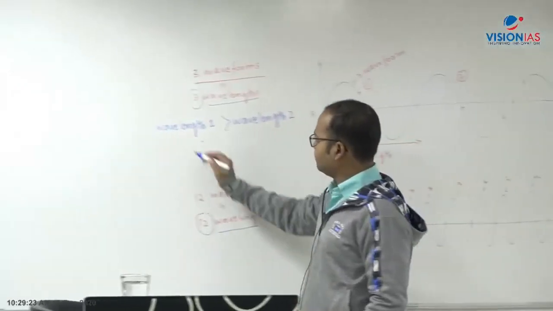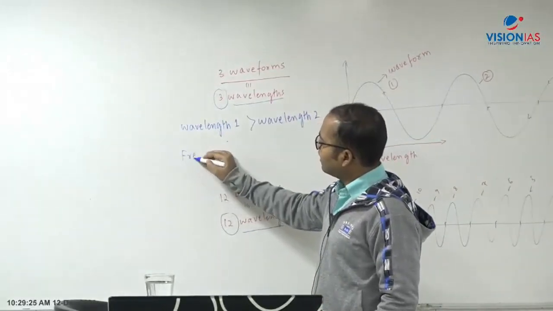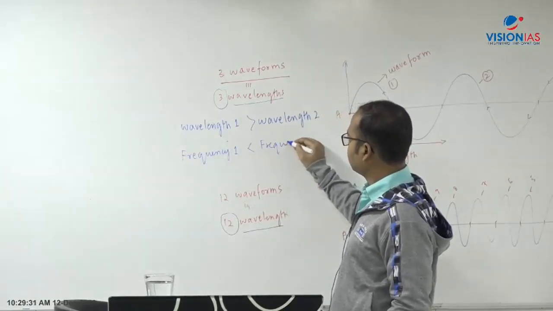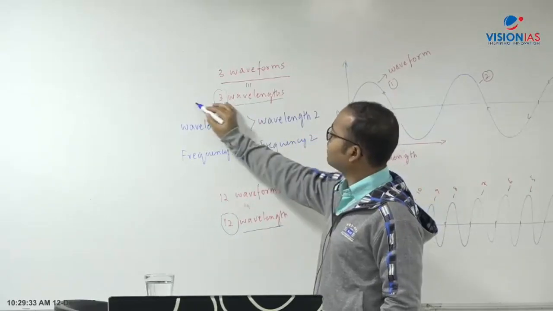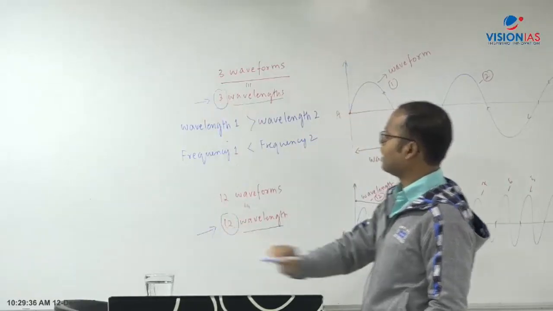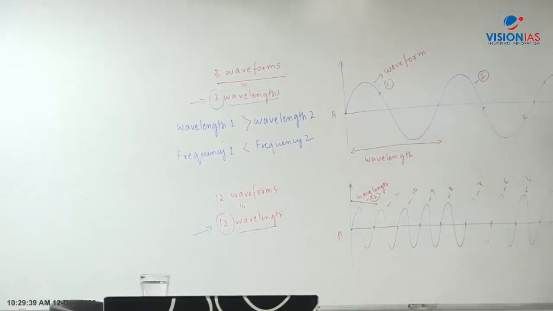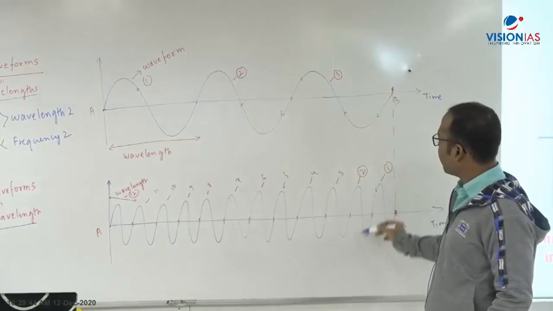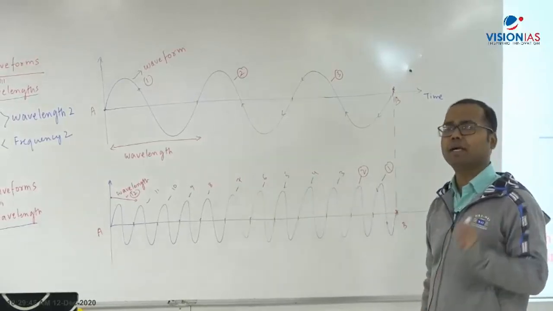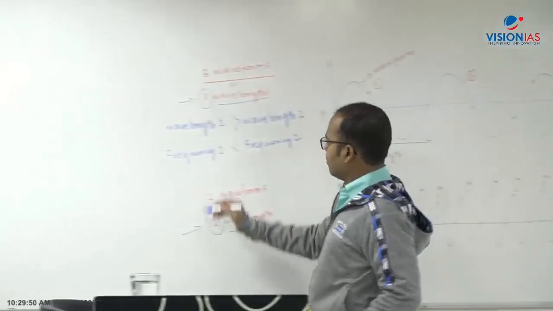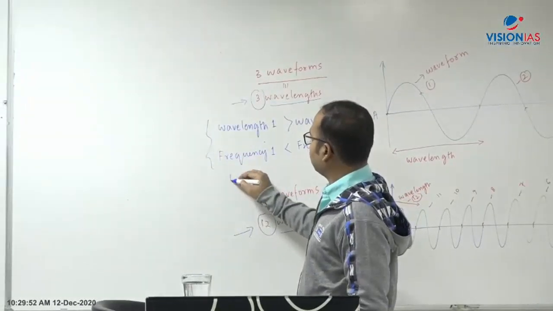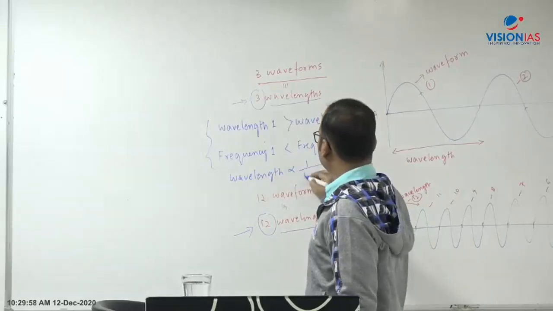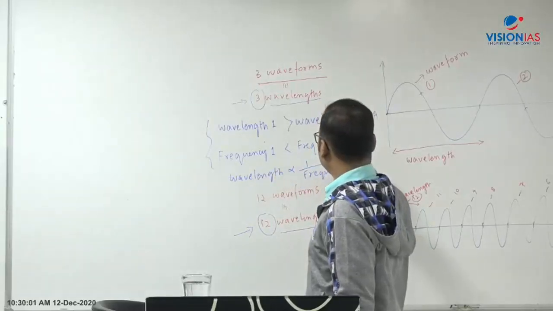Second thing is, I can also say frequency of 1 is less than frequency of 2, because its frequency is only thrice and its frequency is 12 times. B has to travel 3 waveforms, means it is occurring 3 times only, and here B is happening to travel through 12 waveforms, means it is happening 12 times. So these two equations give us a very important relationship, that is wavelength is antagonistic to frequency, means both are inversely proportional.